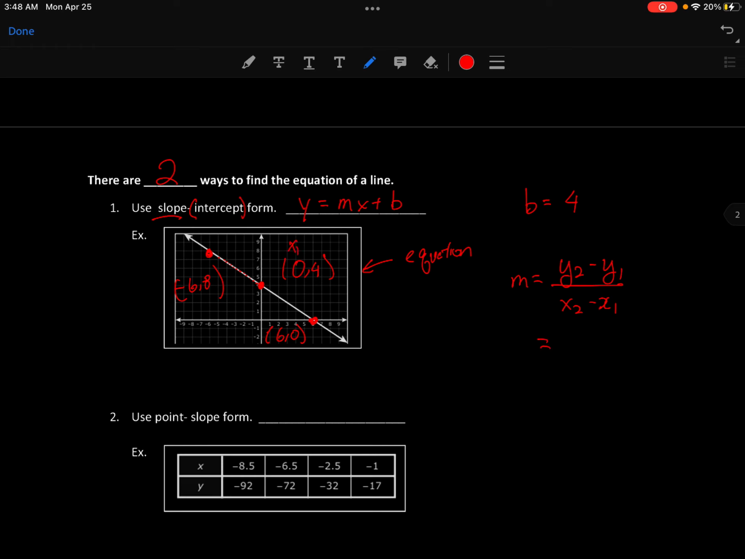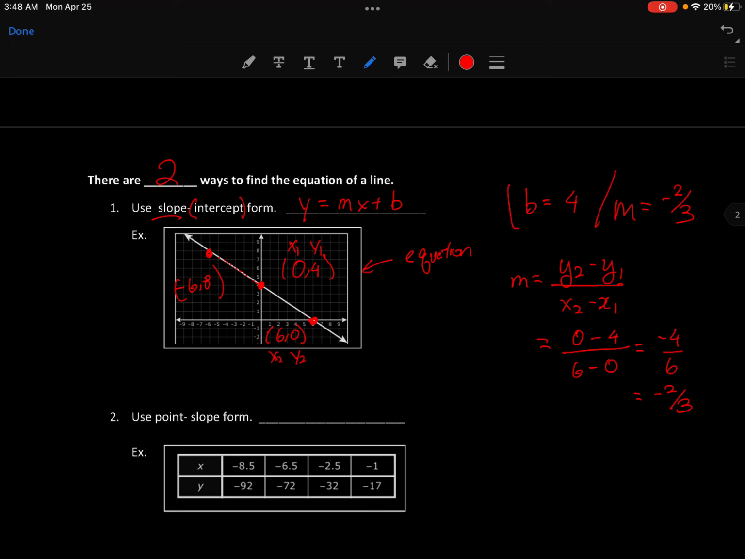Well, this is x1, this is y1, this is x2, this is y2. You're left with 0 minus 4 over 6 minus 0. That gives you negative 4 divided by 6, which is the same thing as negative 2 over 3. So the slope is equal to negative 2/3.